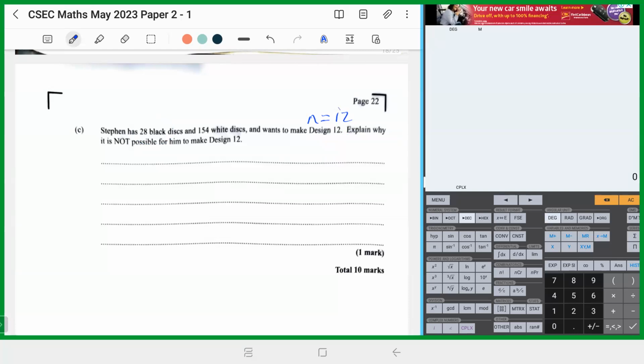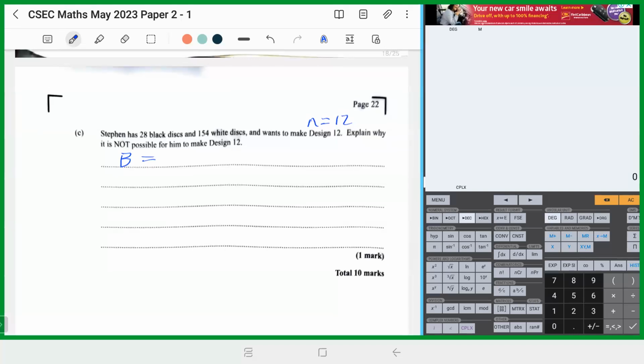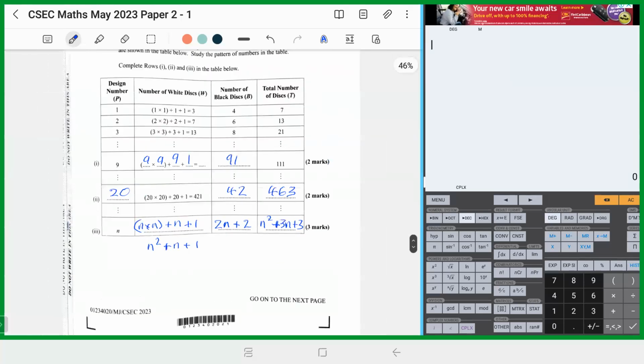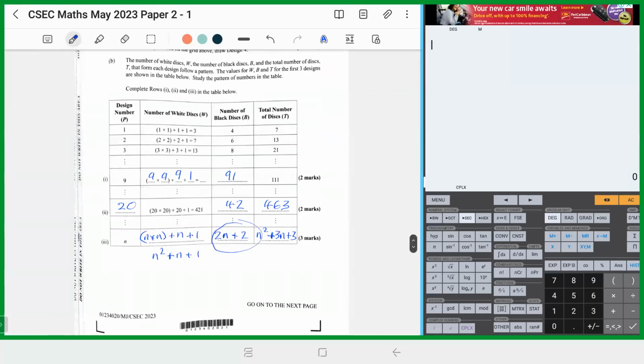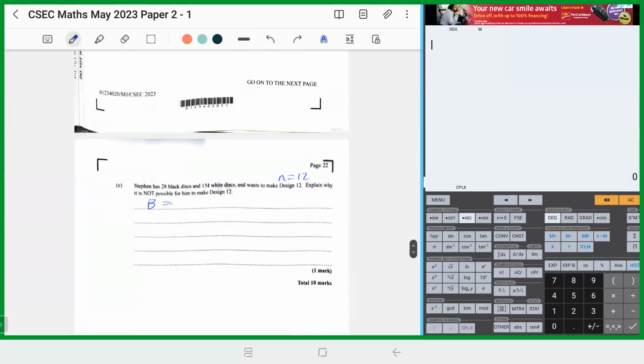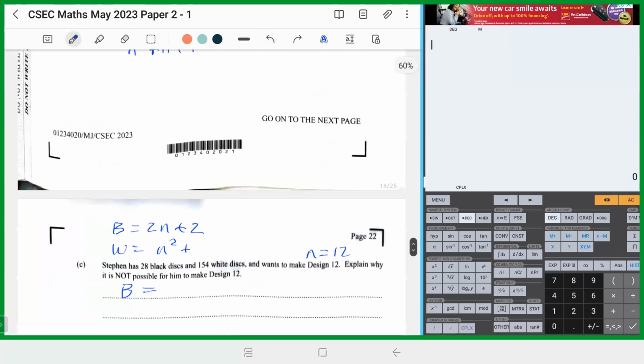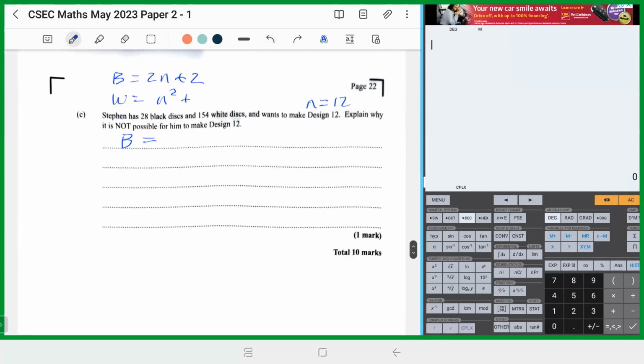All right. So we're working for n equals 12. So the black in n equals 12. We're going to paste the n right here in the black. Formula for black is, no, formula for black is this: 2n plus 2. So for black, we're going to write the formula here. Black is 2n plus 2. And the white is n squared plus n plus 1. N squared plus n plus 1 is the formula for the white.